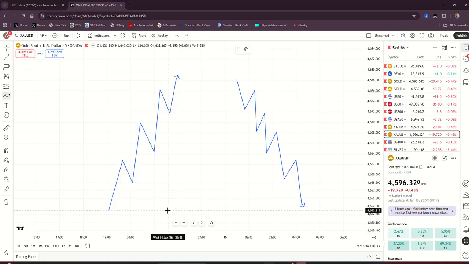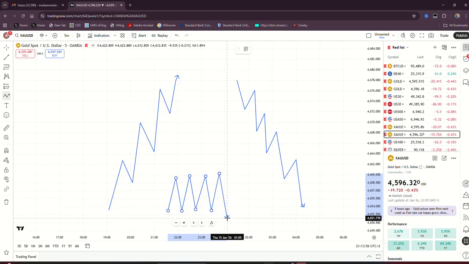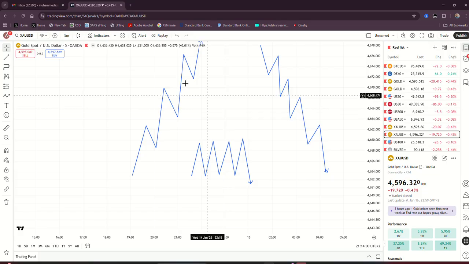Okay, then of course you have your consolidation, where the market moves sideways before it picks a direction.